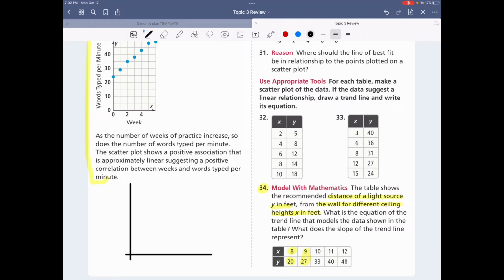So we have 8 to 12 in our x values, and that's the ceiling height. So I'm going to count by twos till I get to 12. And then we go from 20 to 48. I think I'm going to count by tens, but I'm going to leave a lot of space. So 10, 20, 30, 40, 50.